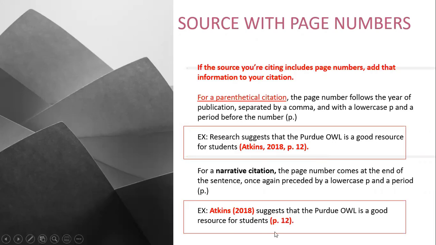Same thing if you use a narrative citation. The difference is that regardless of whether you use a narrative citation or a parenthetical citation, the page number always goes at the end. In this example, we have a narrative citation, aka the citation is at the beginning of the sentence, Atkins 2018, that stays the same, except if you include the page number it will be at the very end, as you can see here in this example. So there are some slight variations here, but the point is, it's good practice to include a page number so that you can make it easier for your reader to find the information that you're talking about.